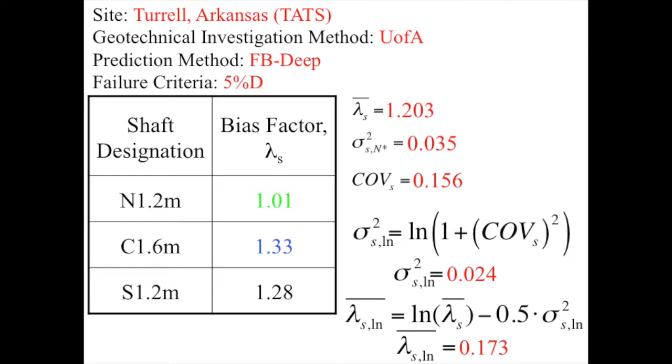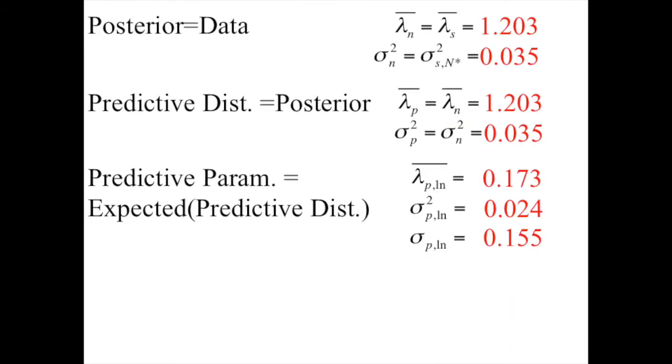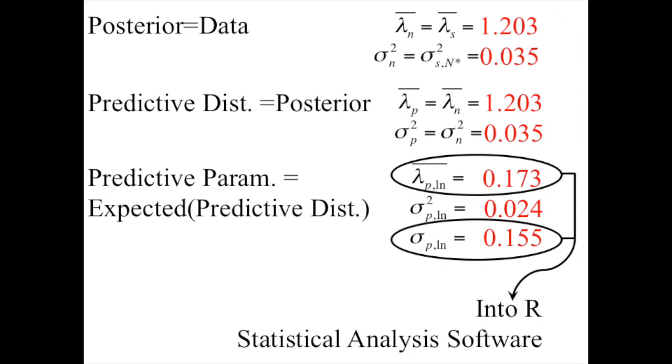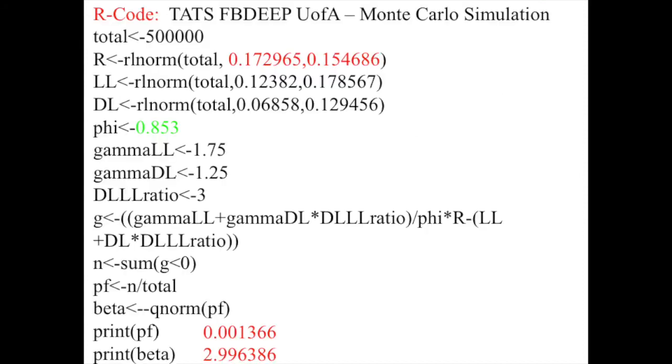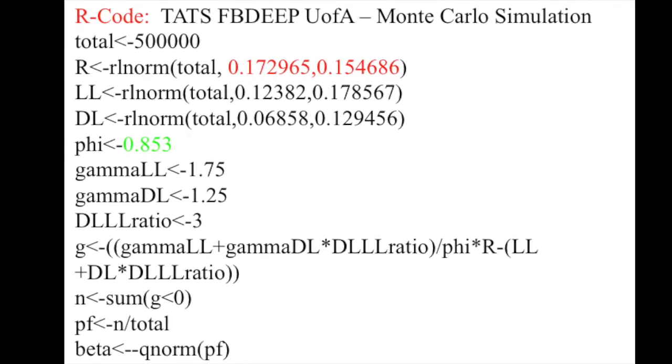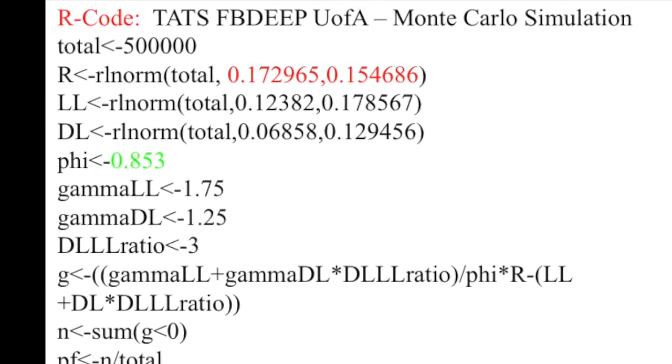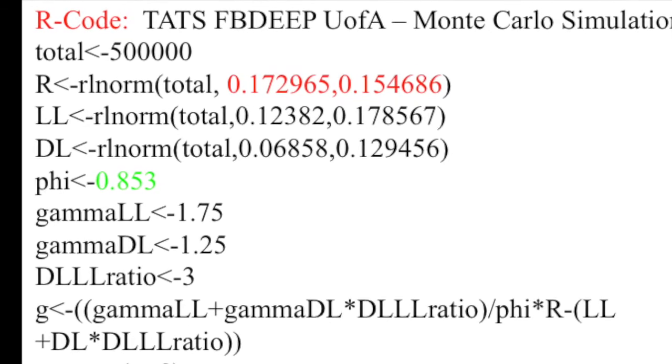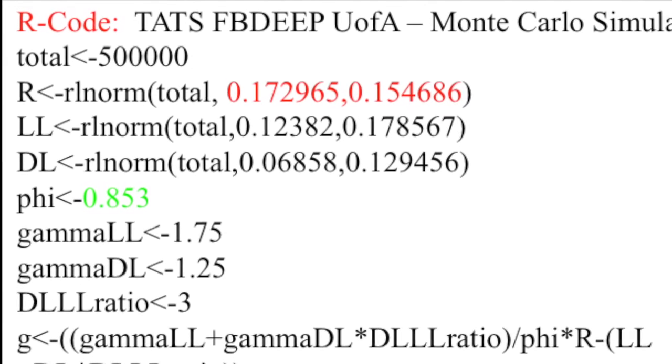Like with case 0A, the respective parameters of the data, the posterior distribution, and the predictive distribution values were all equivalent. When the normal parameters were transformed to predictive parameters, the expected variance and expected mean values of the bias factors were determined to be 0.024 and 0.173 respectively. When the expected mean and expected standard deviations were utilized within the R code, a resistance factor value of 0.853 was obtained after the resistance factor value was iterated until the proper probability of failure value was obtained.